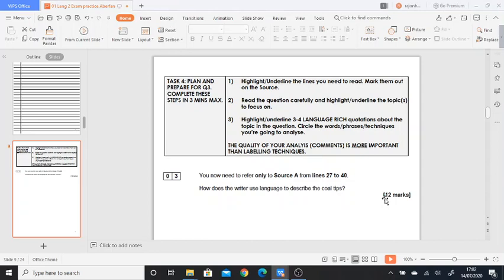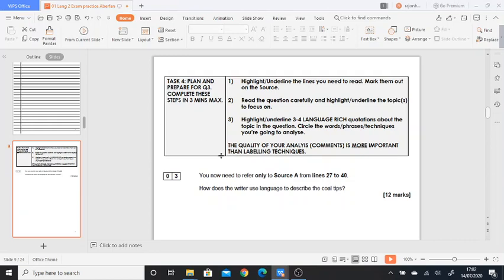This question is worth 12 marks, so you do need to write a little bit more. You should spend about 12 to 14 minutes possibly on that. You should write between 2 and 3 paragraphs. If you're writing 2, you should write detailed, longer paragraphs. If it's 3, maybe not as in depth, but still very interesting, insightful ideas. Okay, so the question does say highlight, underline 3 or 4 language-rich quotations. So you could write between 3 to 4 paragraphs too.